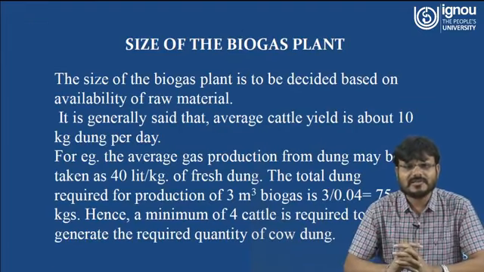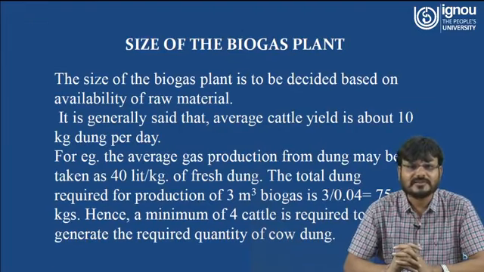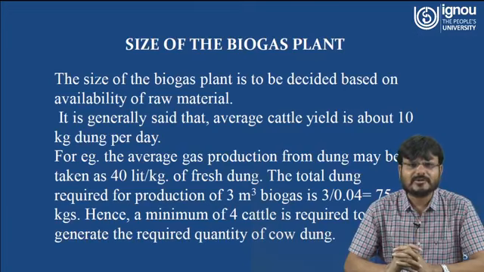Now we have to understand how the size of the biogas plant is decided. The size of the biogas plant is based on the availability of raw material. It is generally said that average cattle yield is about 10 kg of dung per day. For example, the average gas production from dung may be taken as 40 liters per kilogram of fresh dung.